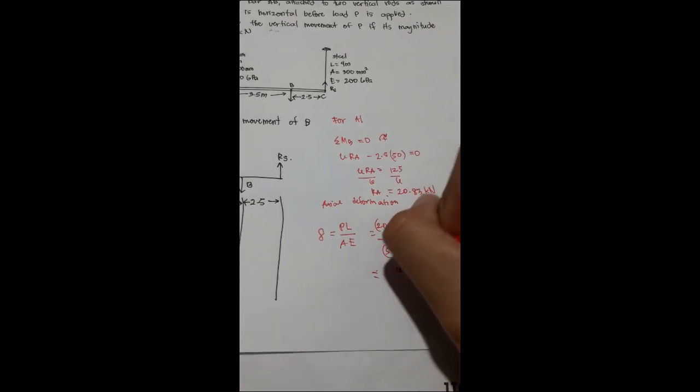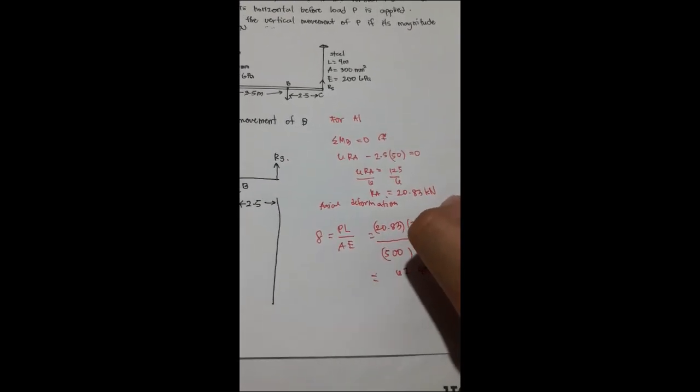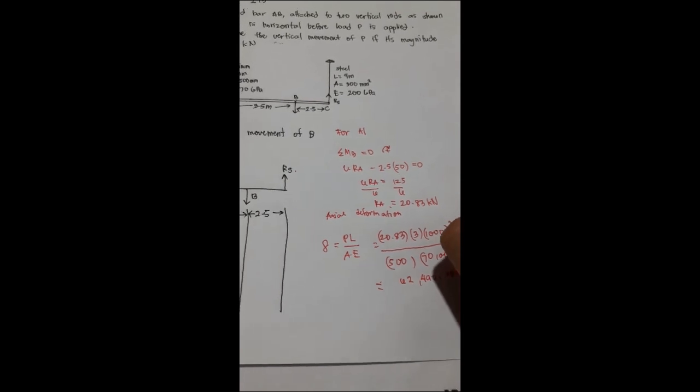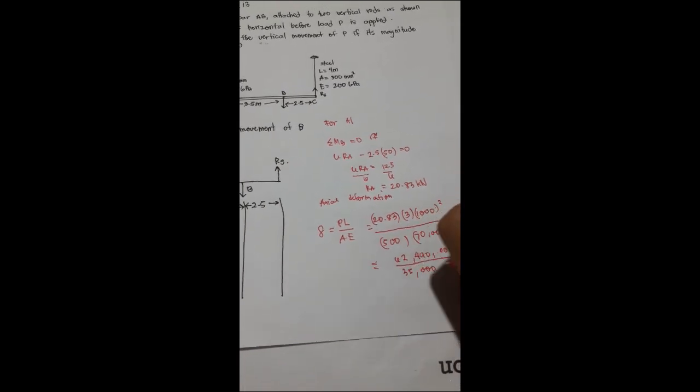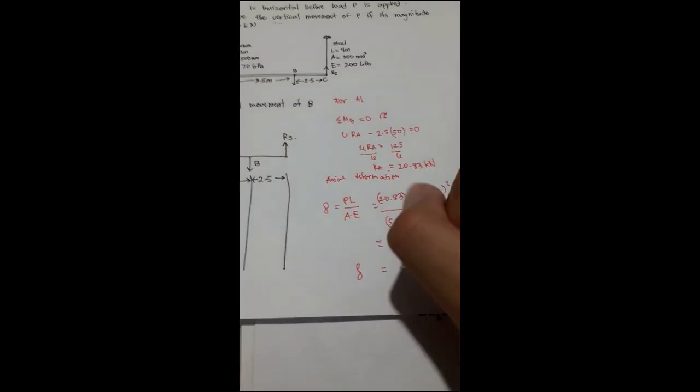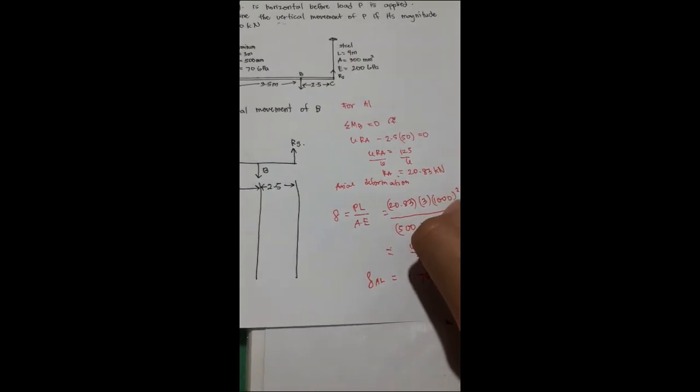Simplifying these values, we have here 62,490 million over 35 million. The actual deformation for aluminum is 1.785 mm. This is for the actual deformation of the aluminum.